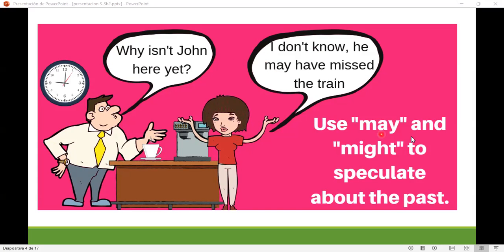We use may and might to speculate about the past, to speculate something, okay? But remember that might has more possibilities that something is true. And may is just when you think about it, but you don't know, okay?